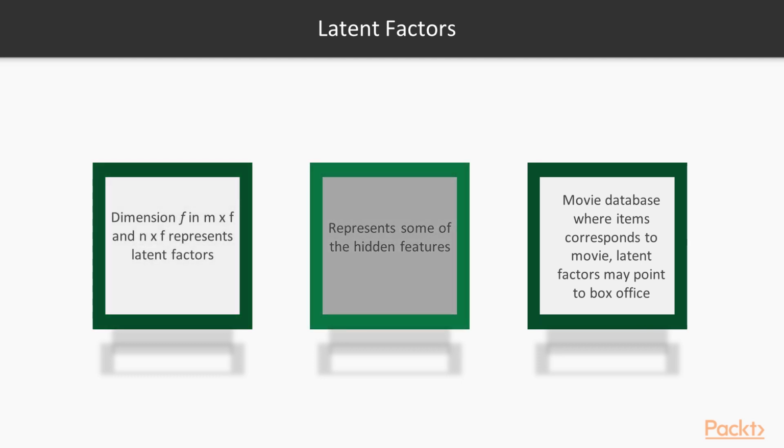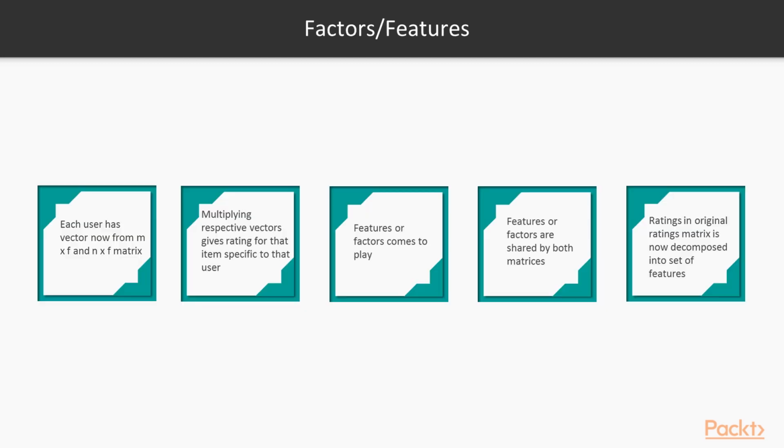These latent factors represent some of the hidden features. For example, in a movie database where our items correspond to movies, one or a couple of latent factors may point to the box office success of the movie. Each user has a vector now from the M into F matrix. Similarly, each product has a vector now from the N into F matrix. For a given user and item, multiplying their respective vectors gives the rating for that item specific to that user.